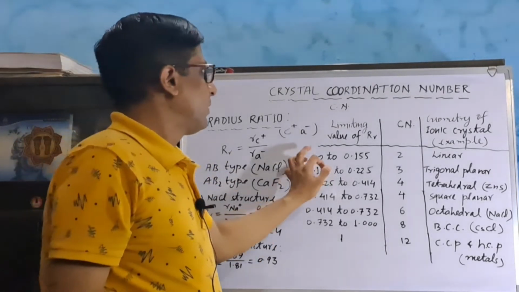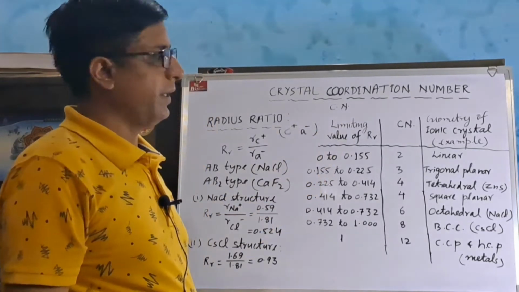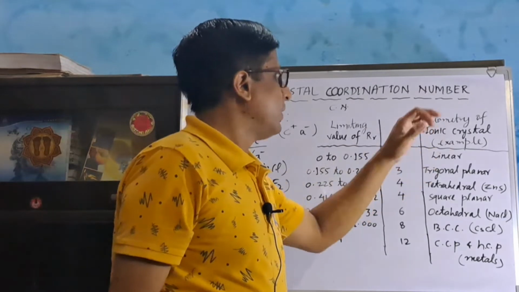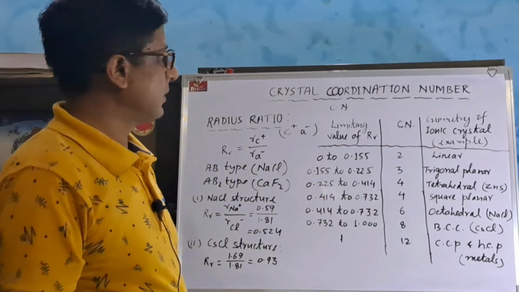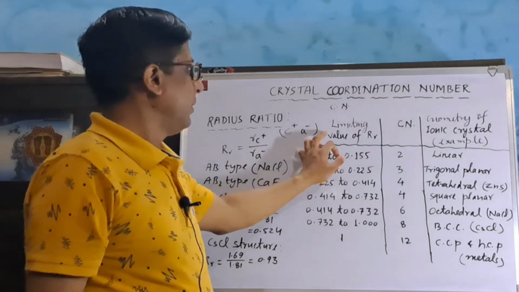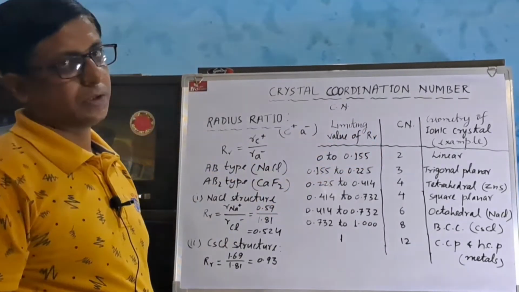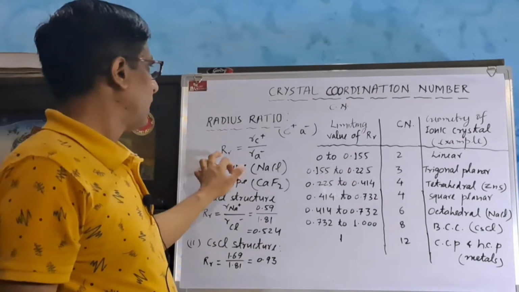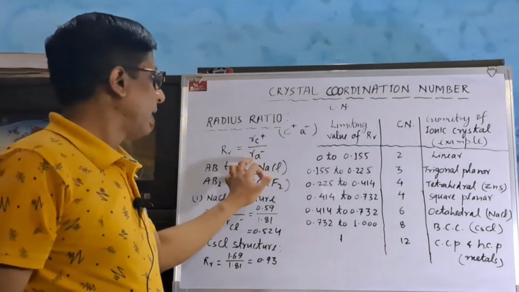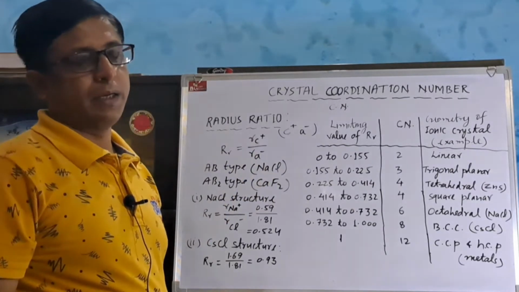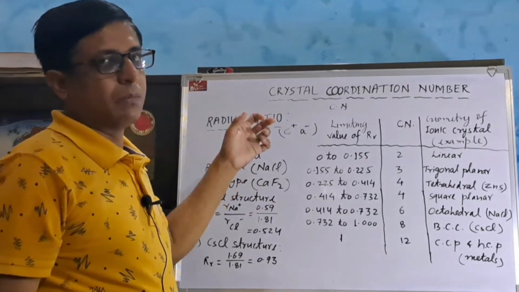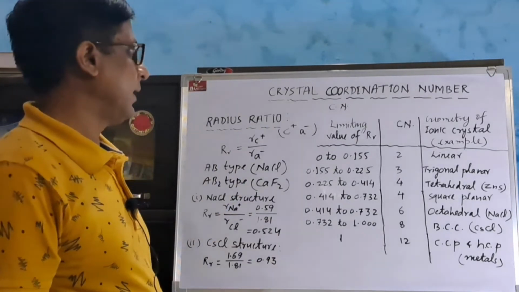This is the chart showing the limiting value of radius ratio, coordination number and geometry of ionic crystals. These are the limiting values of RR, radius ratio. With the increase of radius ratio, the number of anions surrounding the cation increases.